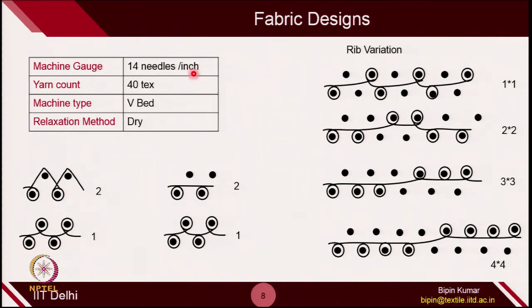The machine gauge on which we designed this fabric was 14 needles per inch. The count was approximately 40 tex. The machine we used was a V-bed, and we used a relaxation method, because as you remember relaxation is a key thing. The moment you develop fabric on the machine, you better go for either dry relaxation or wet relaxation to make sure the fabric remains dimensionally stable before its use. So, we went for dry relaxation, keeping the fabric for at least 24 hours in normal room conditions on a flat surface. Let us see some of the results we observed.